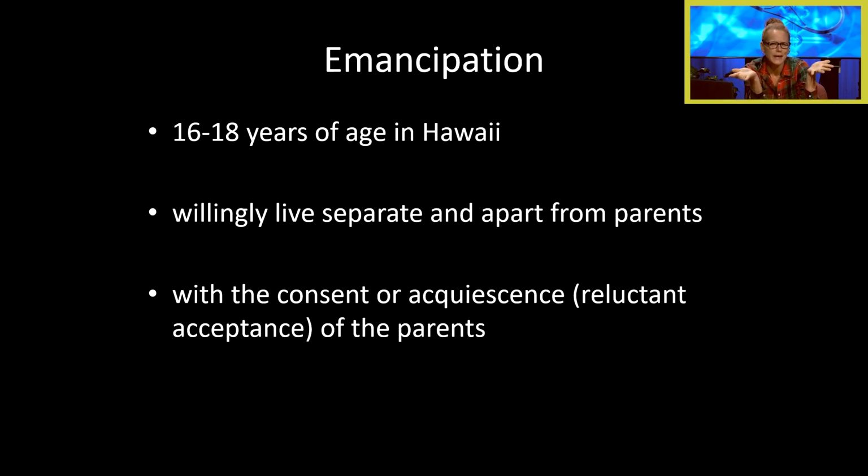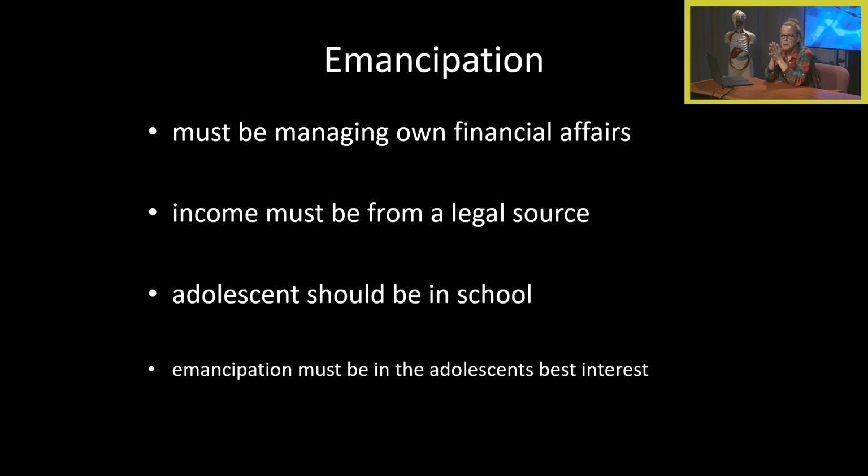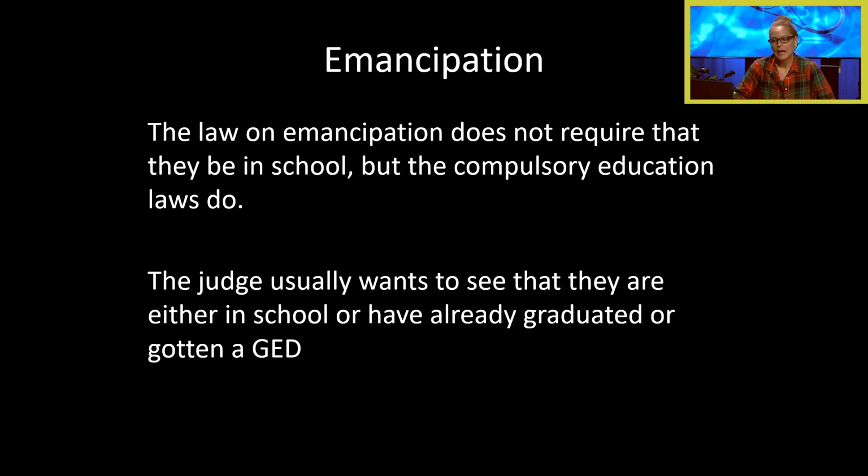So what is emancipation? It is a 16 to 18-year-old willingly living separate and apart from their parents with the consent or acquiescence, the reluctant acceptance, of the parents, okay? So that's emancipation. They must be managing their own financial affairs. Their income must be from a legal source, fair enough. The adolescent should be in school. Emancipation must be in the adolescent's best interest, okay? So that, of course, is going to be decided by a court.